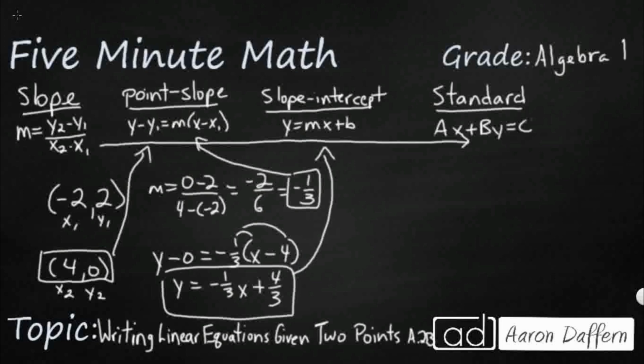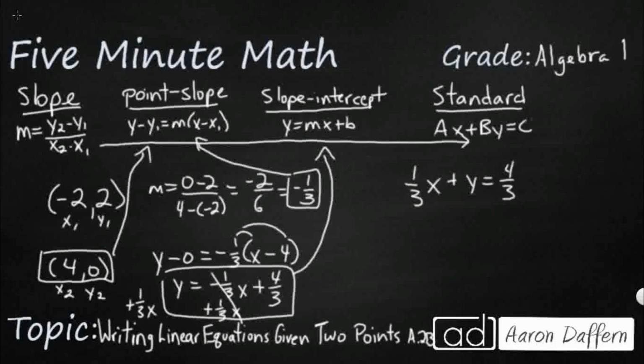Now, how do I turn that into standard form? All I need to do is move that x over onto the left, because it's the ax plus by equals c. So let's just add 1/3 x to both sides. That's going to cancel out. And this is what we're going to get: 1/3 x plus y equals 4/3. And that's how you can take 2 points and write it in point slope, slope-intercept, and standard form.